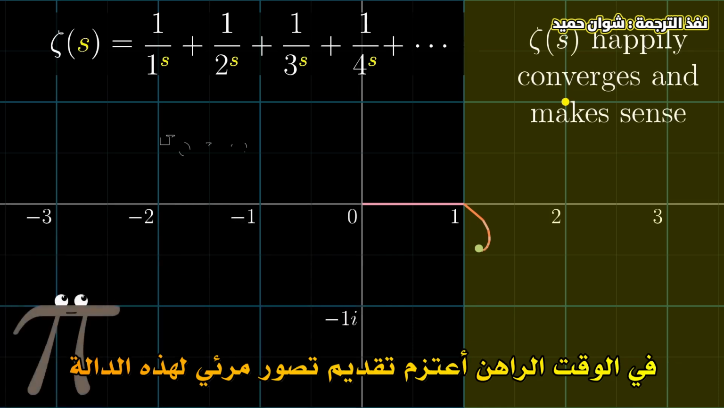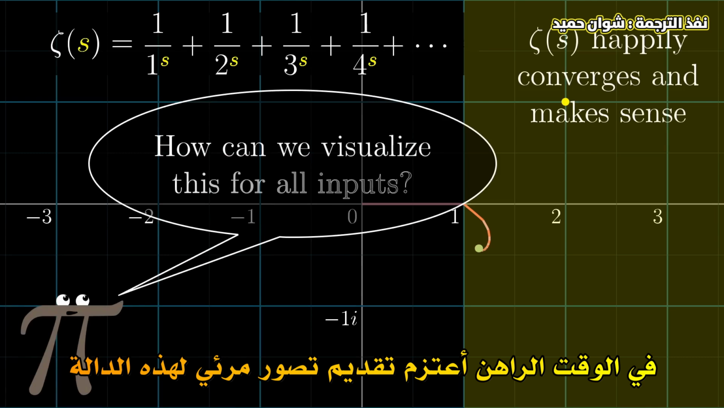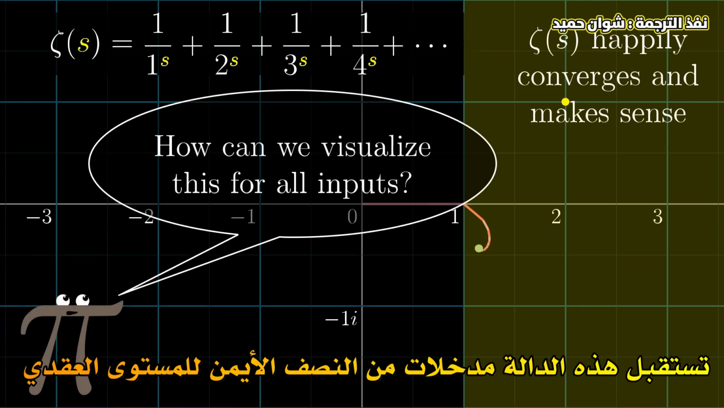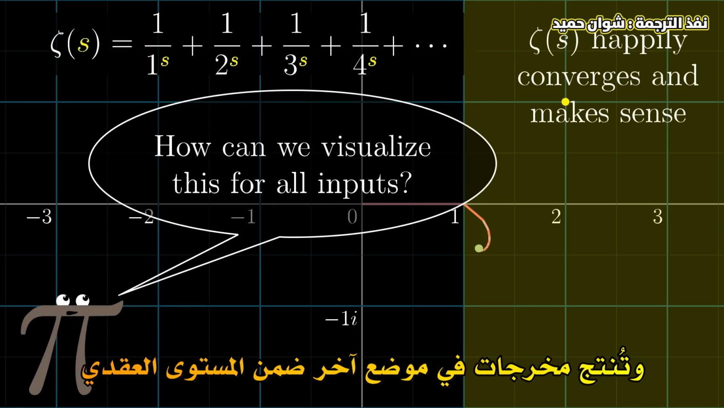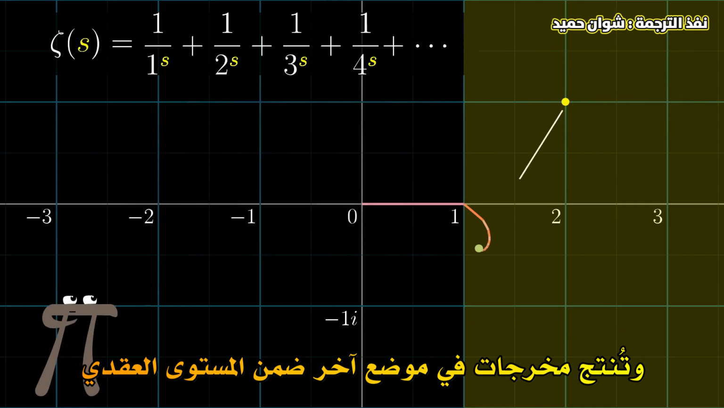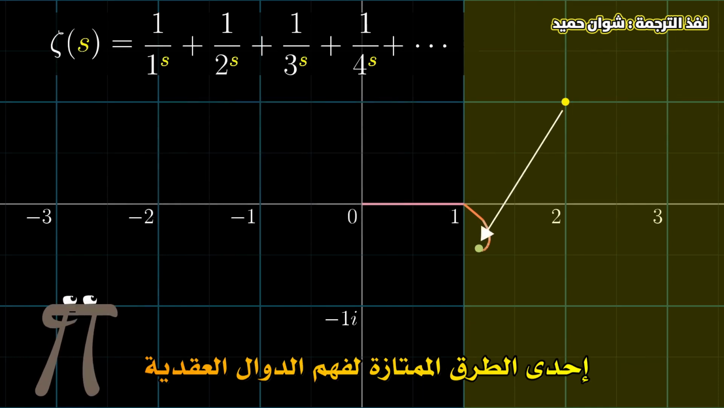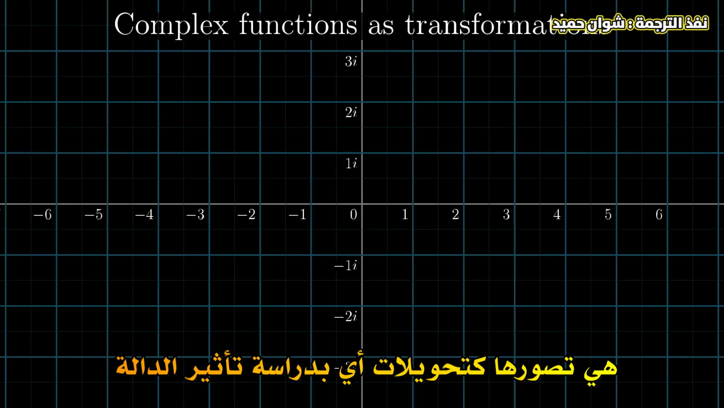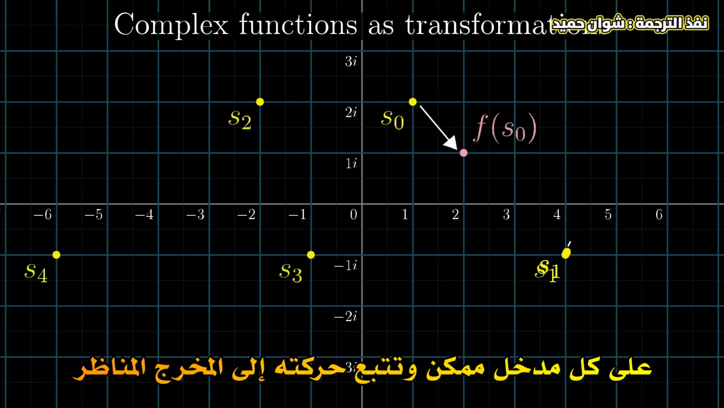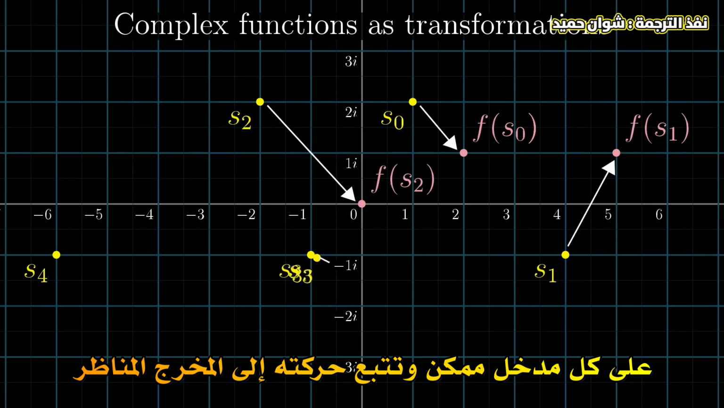So now what I want to do is visualize this function. It takes in inputs on the right half of the complex plane and spits out outputs somewhere else in the complex plane. A super nice way to understand complex functions is to visualize them as transformations, meaning you look at every possible input to the function and just let it move over to the corresponding output.